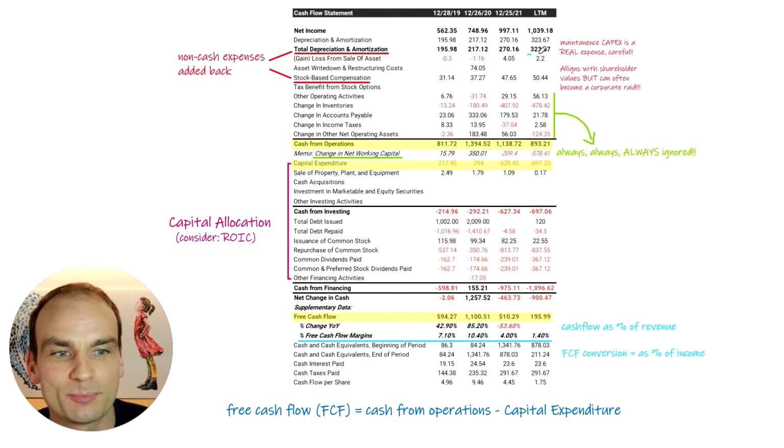So we add that back, and that's the main takeaway: we've got our net income and we add back depreciation and amortization. Next, let's talk about stock-based compensation.